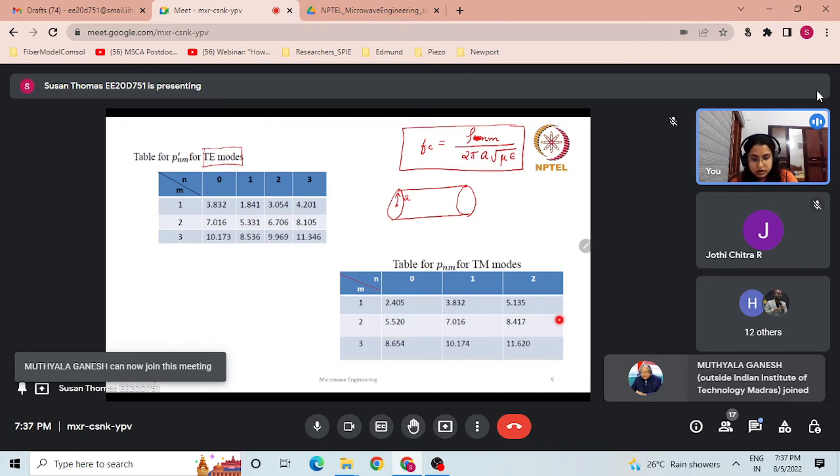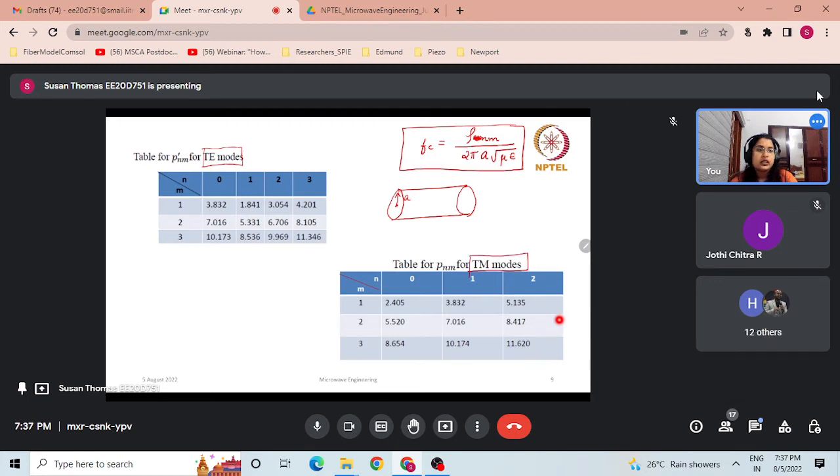So you see the difference here, this is for TE and this is for TM. To solve problems on cutoff frequency of circular waveguides, you may require this table, because the value of rho nm is from this table.